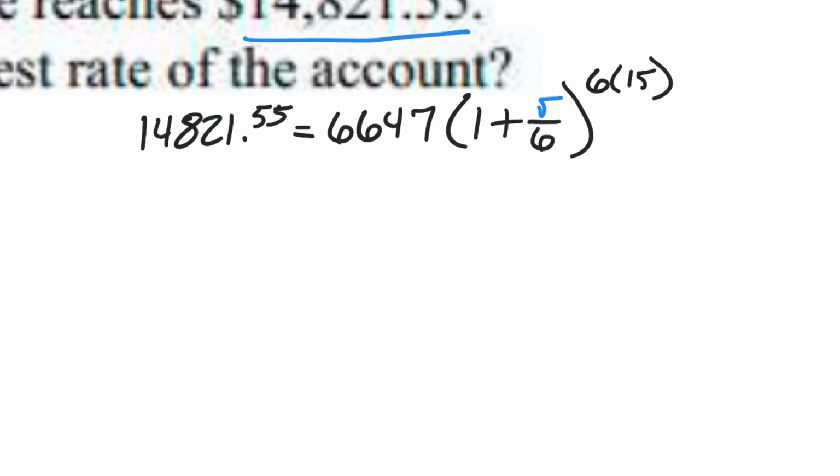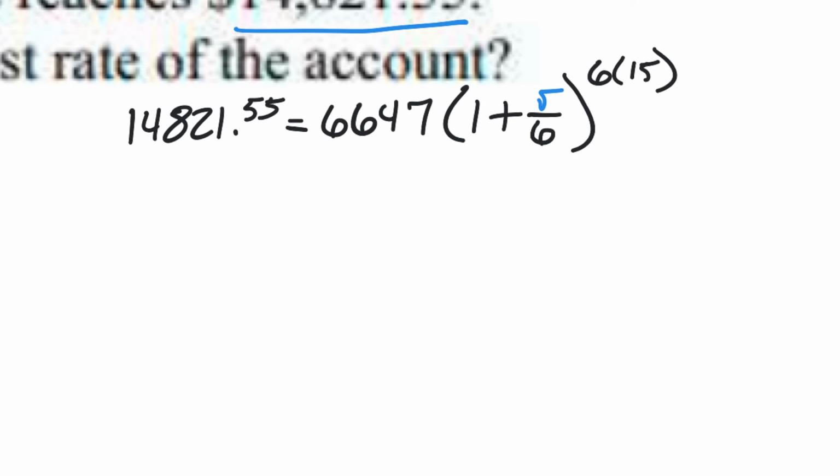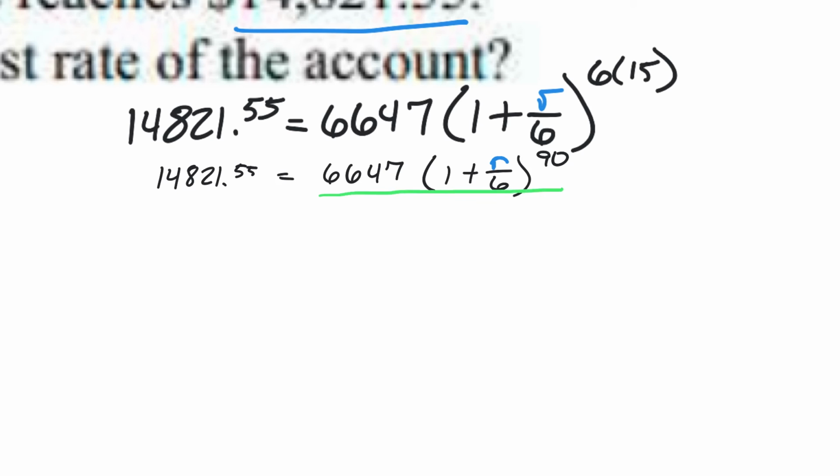So we're going to do the math that we can do on this. I'm going to rewrite this one, but I'm going to multiply that exponent. So it would be 6 times 15, which is 90. And again, we're still looking for R. First thing we're going to do is divide by 6,647. I'll just tell you right now, most of the time that will be what you're doing when you're looking for rate or the number of occurrences.